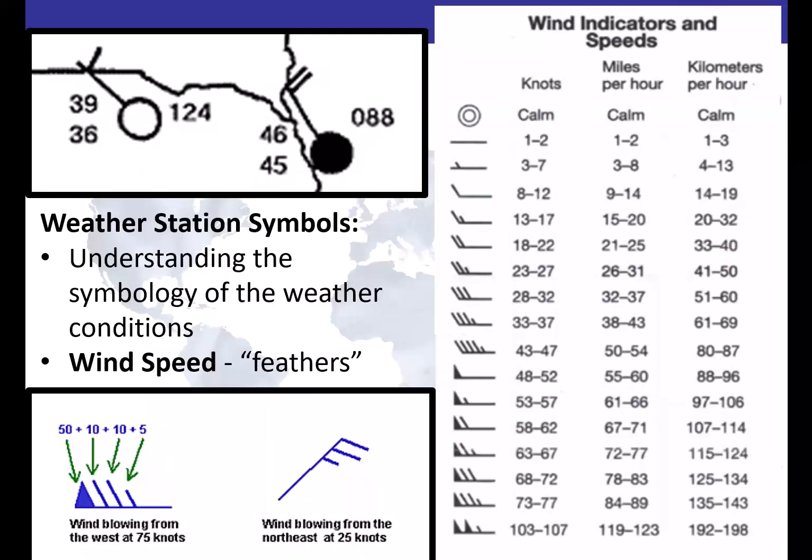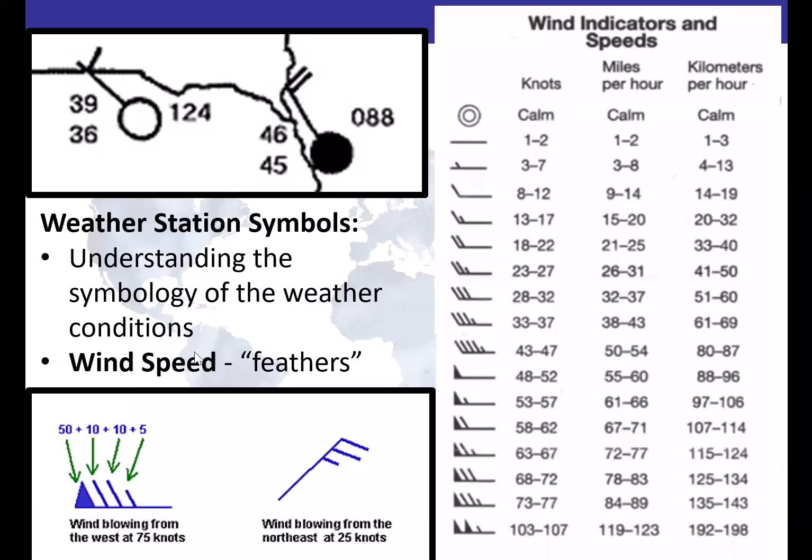So a weather station and weather station symbols use a very unique type of symbology. In addition to temperature, in addition to humidity, we are also going to be looking at wind direction and wind speed. And so I've more or less just blown this up for you and provided another example of specifically how we are going to look at wind speed.